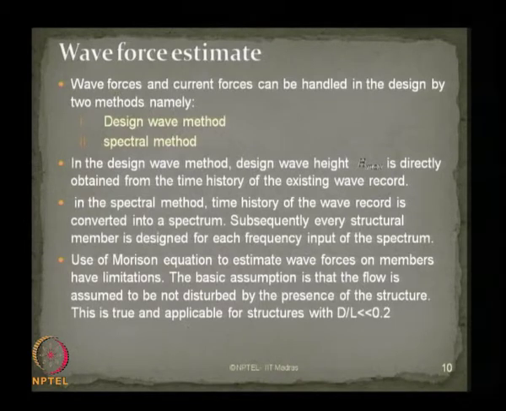Use of the Morrison equation to estimate wave forces on members has of course its own limitations. The basic assumption in using the Morrison equation is that the flow is assumed to be not disturbed by the presence of the structure. This is true and applicable only when the D by L ratio is far less than 0.2, where D stands for the diameter of the member and L stands for the wavelength.